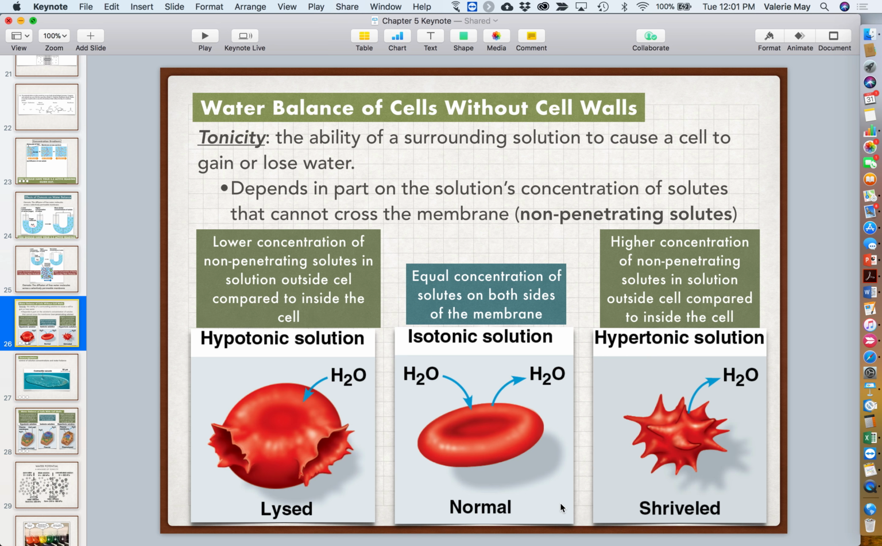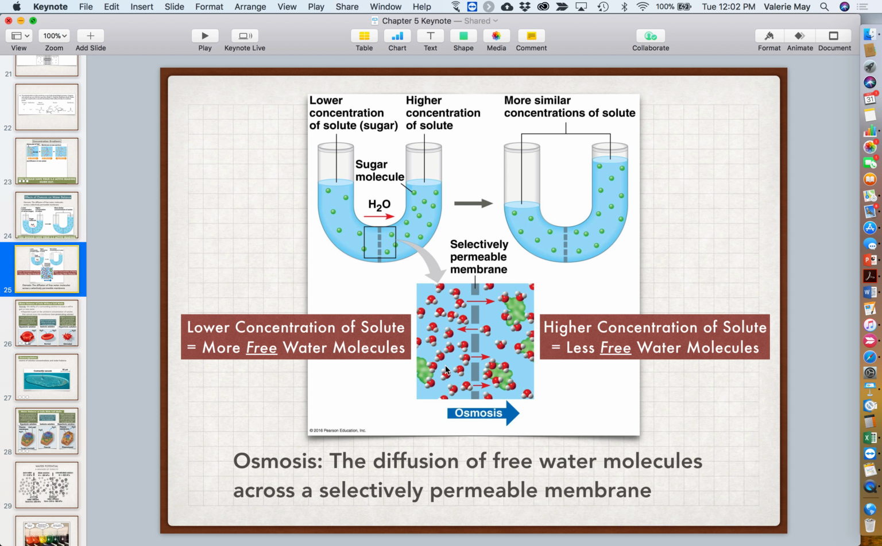And this tonicity, which can actually be quantified in terms of water potential, but this water potential due to solute, this tonicity depends in part on the solution's concentration of solutes that cannot pass through the membrane, these non-penetrable solutes. So if we go back to this diagram, these green things would be what we call non-penetrable solutes.